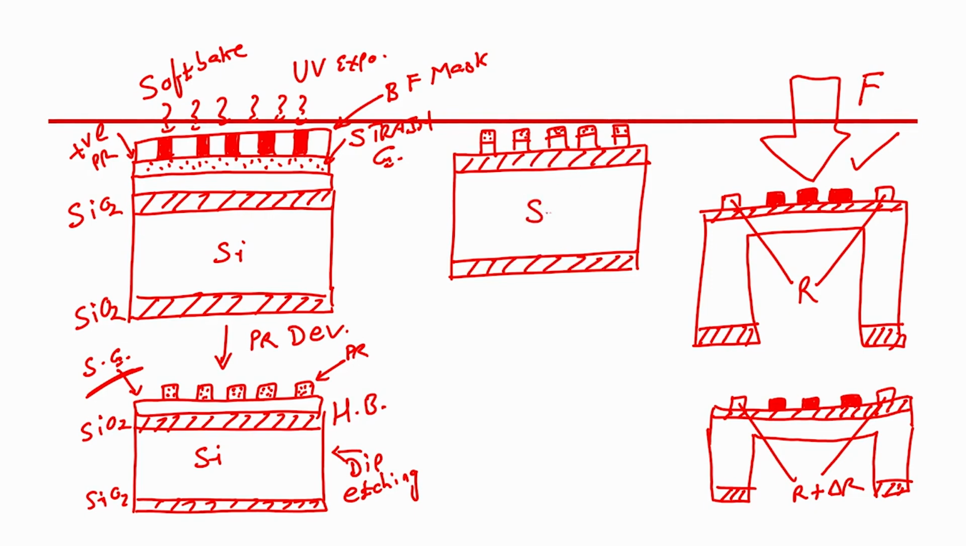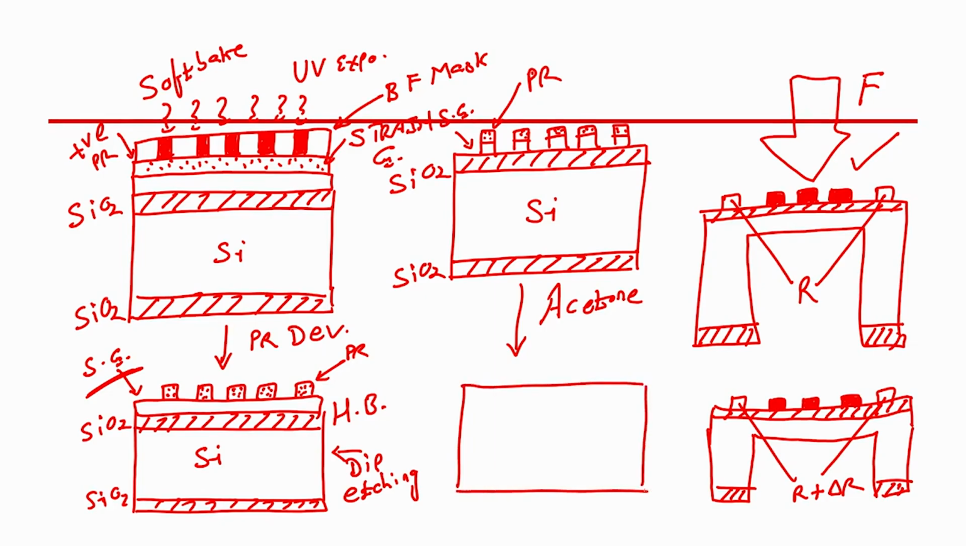this pattern, correct. So, you can see that wherever there was photoresist, the material below the photoresist got saved, it did not get etched. This is photoresist, the material below photoresist is saved, right. So, what is the next step? After this, next step would be I will dip this wafer in acetone. So, if I dip this wafer in acetone, photoresist will be stripped off, and what will I have?